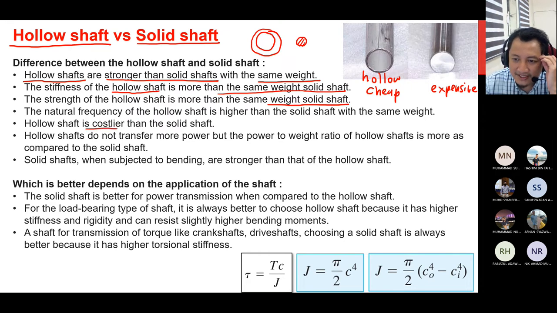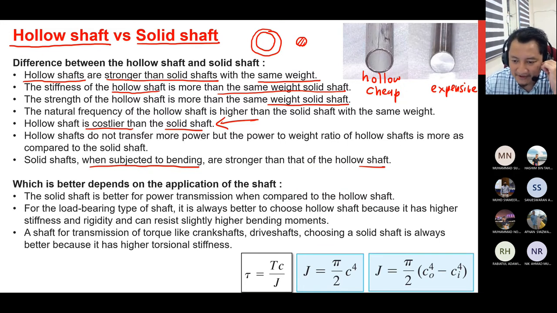Hollow shaft is costlier than solid shaft. This one is debatable lah depending on the material size lah. Hollow shaft do not transfer more power, but the power to weight ratio of the hollow shaft is more as compared to solid shaft. Yeah, power to weight ratio. Solid shafts, when subjected to bending, are stronger than that of a hollow shaft. So which is better depends on the application of the shaft.